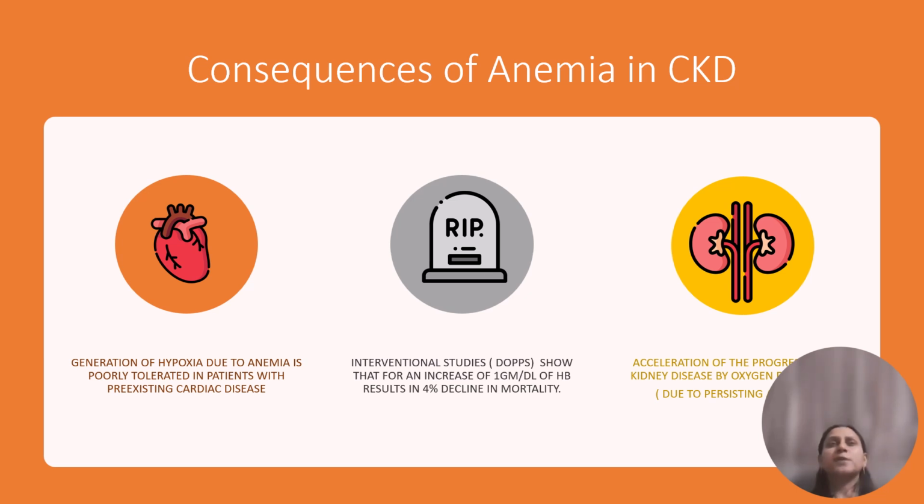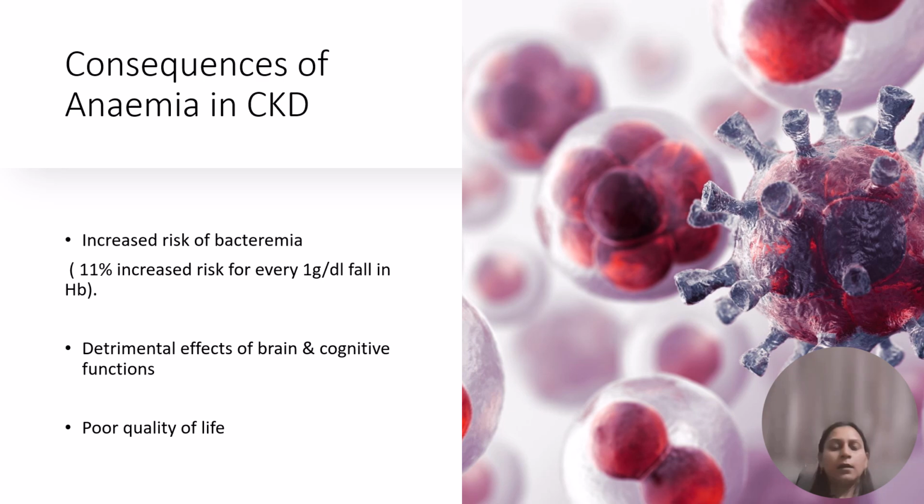And also, if someone is in CKD stage 2 or 3 and if he develops anemia, the rate of progression or worsening of renal dysfunction is much higher because of hypoxia. Anemia also increases the risk of bacteremia. There is 11% increased risk for every 1 gram per deciliter fall in hemoglobin. It also has detrimental effects on the brain and the cognitive function, finally ultimately leading to poor quality of life.